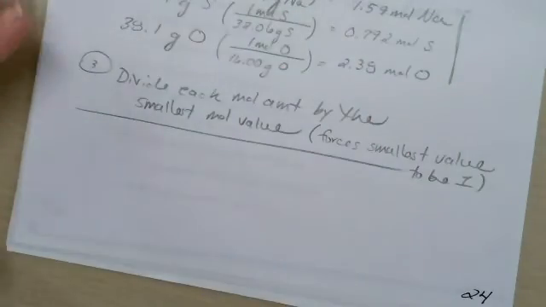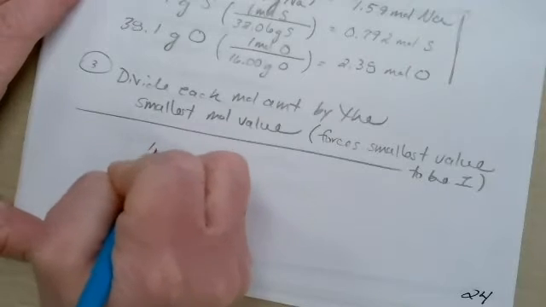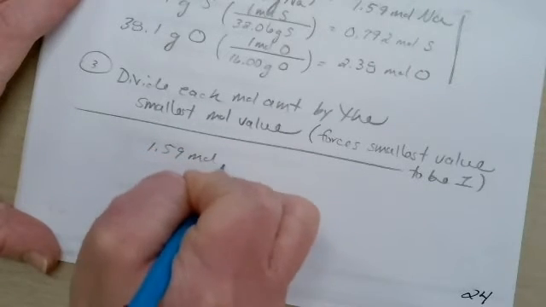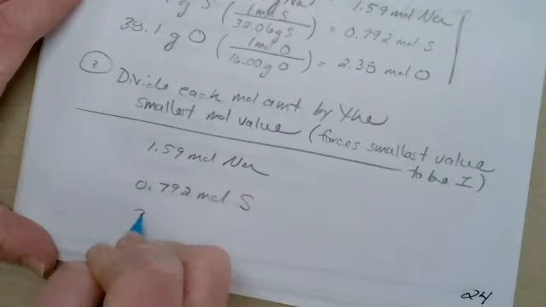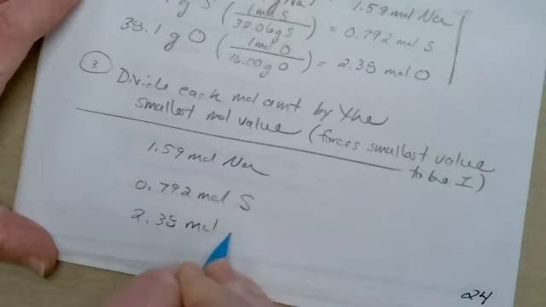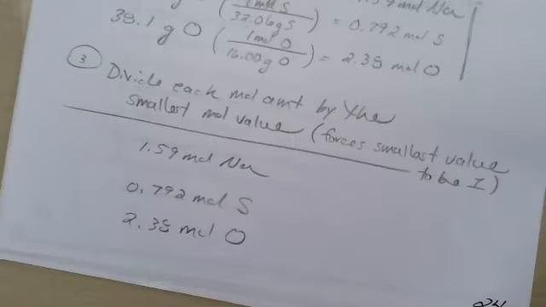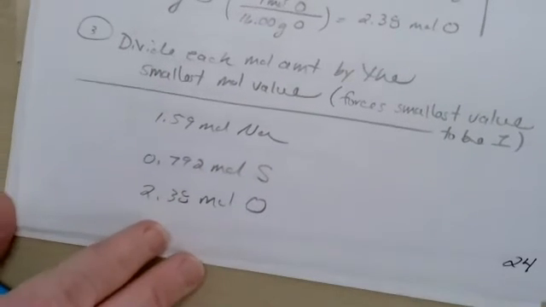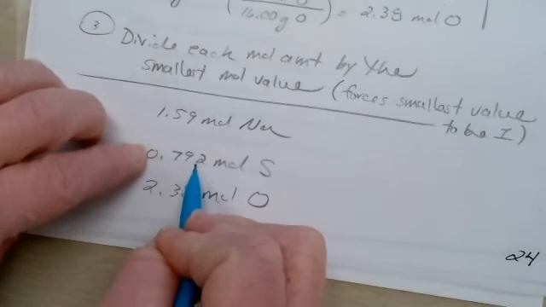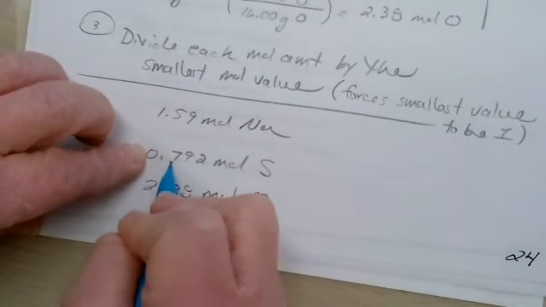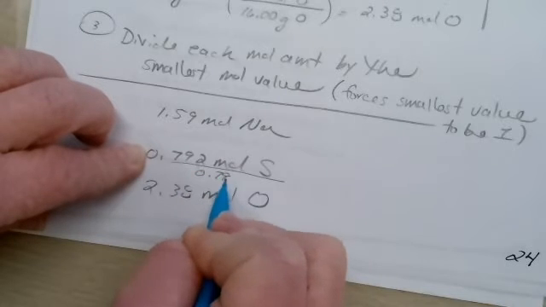So you do not have to rewrite these. I'm going to rewrite them just because I'm trying to identify step by step. So we just found that we have 1.59 moles of sodium. We have 0.792 moles of sulfur and 2.38 moles of oxygen. So we take our smallest value, which is 0.792, and we're going to say, okay, I'm going to force this to be 1. So I'm going to divide this by 0.792.